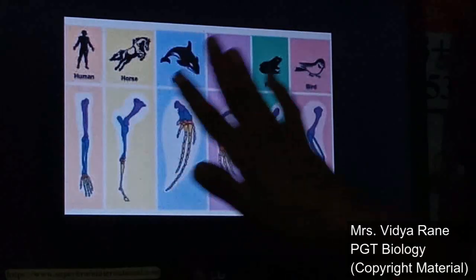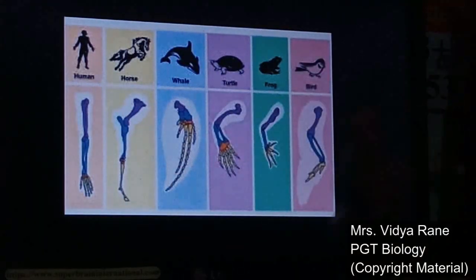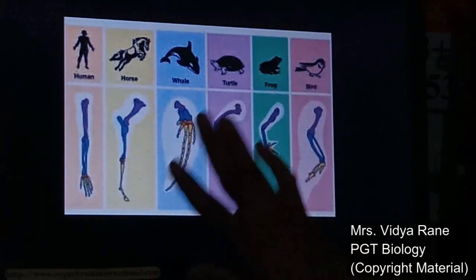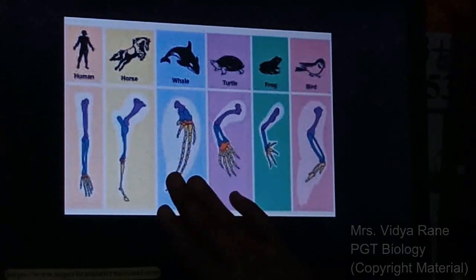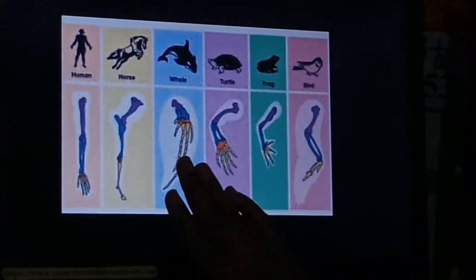But their function is different. They are doing different functions. So this is called homologous organs. The definition of homologous organ is the structure which has anatomical similarities. The structures which are anatomically similar but their functions are different, they are called homologous structures.